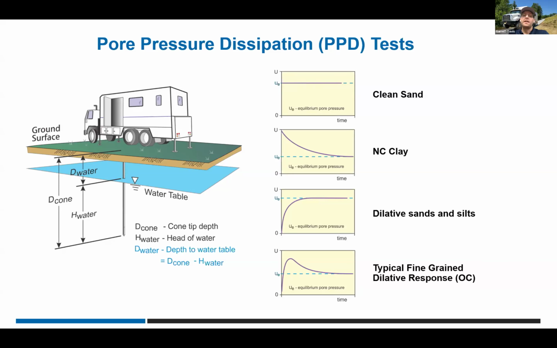We've got clean sands on the top, typically hydrostatic dynamic pore pressure. So when you stop, there's not much change. Normally consolidated clays begin with a high, elevated dynamic pore pressure, and when you stop, the pressure dissipates. Dilated materials like sands and silts will rise and equilibrate in that third plot from the top, and the bottom one, fine grain dilative materials, will rise and then fall.